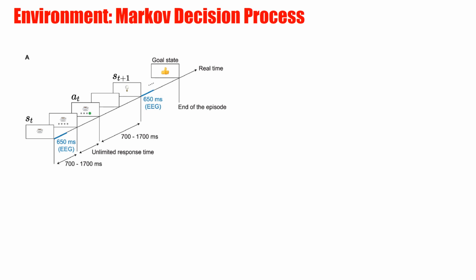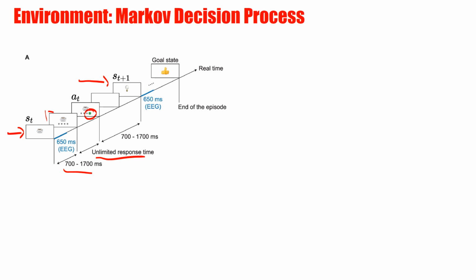Humans see images. For example, here at time t, they see the image of a coffee cup. After about 1 second, little buttons appear on the screen, and these are the action buttons. After a response time, the participant chooses one of the actions. For example, here the participant has chosen action number 4. And then this action leads the participant to the next stage.